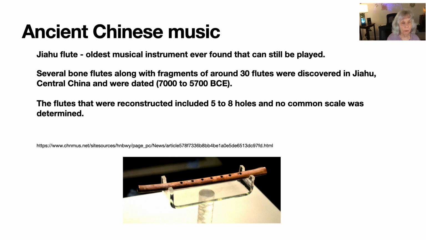Our focus will now turn to some highlights from ancient Chinese music history. The first example is the amazing Jiahu flute, which archaeologists have claimed is the most ancient musical instrument ever found in the world that can still be played today in its original state. In 1962, several flutes made from the bones of cranes, along with fragments of around 30 flutes, were discovered in Jiahu, central China, and were dated 7000 to 5700 BCE, which was during the Neolithic era.